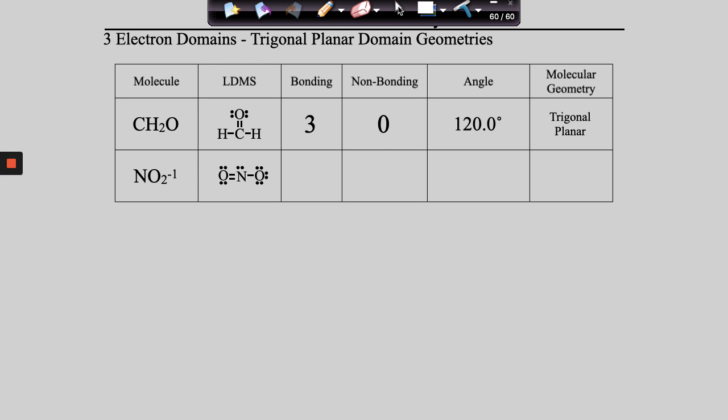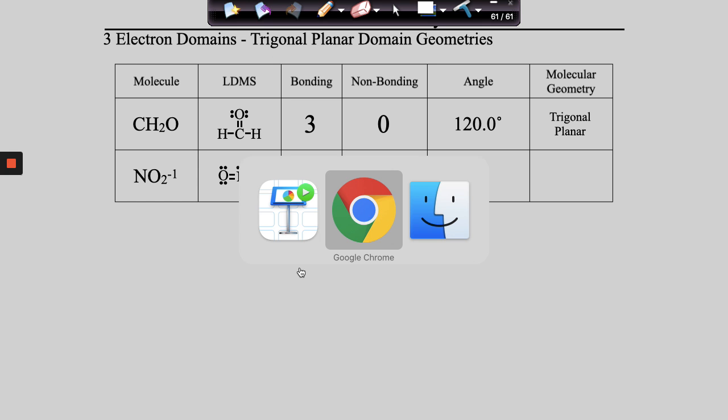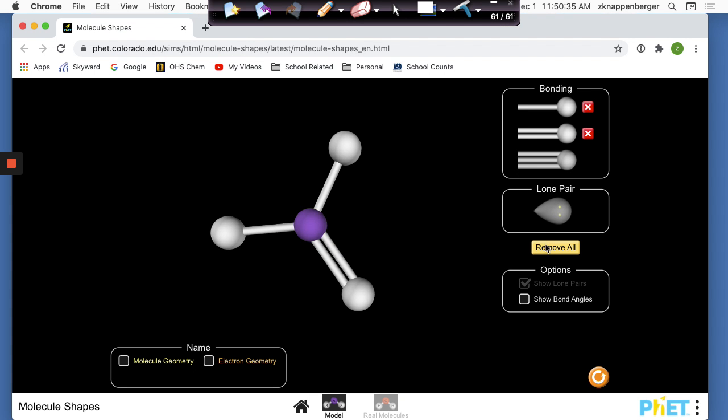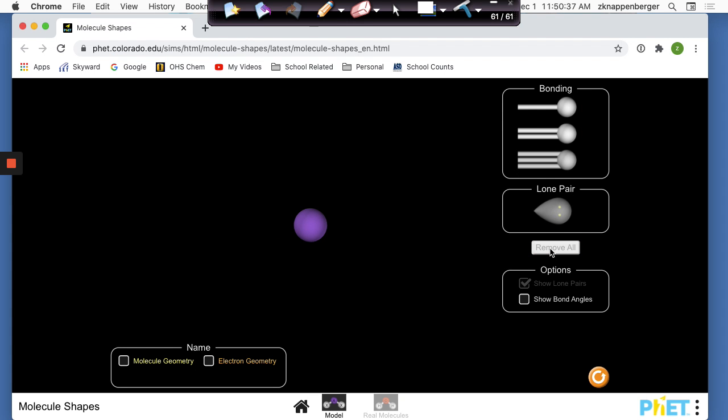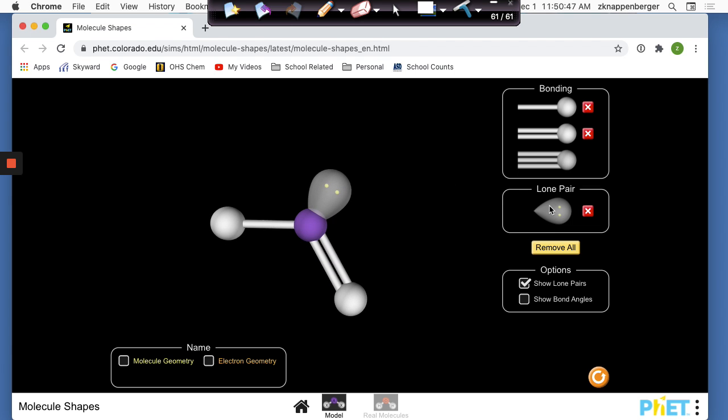So now let's take a look at NO2 minus 1. Looking at NO2 minus 1, we've got 1, 2 bonding domains. We've got 1 non-bonding domain. Let's take a look at what this guy looks like. Well, coming over here to clean this up, we've got a central nitrogen bonded to an oxygen, double bonded to an oxygen, single bonded to an oxygen. But then, guys, don't forget the lone pair.